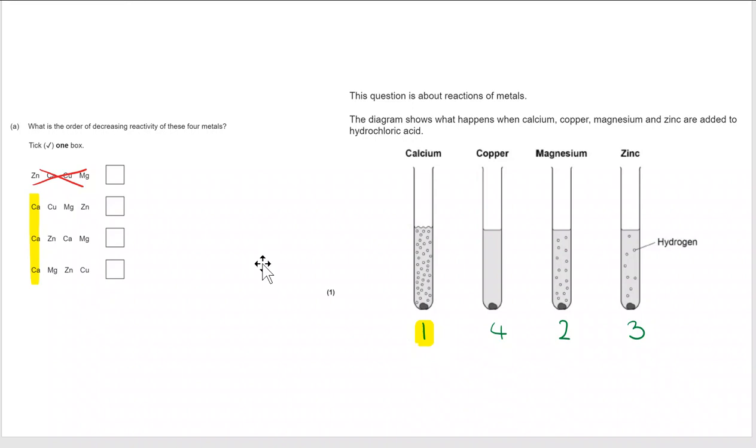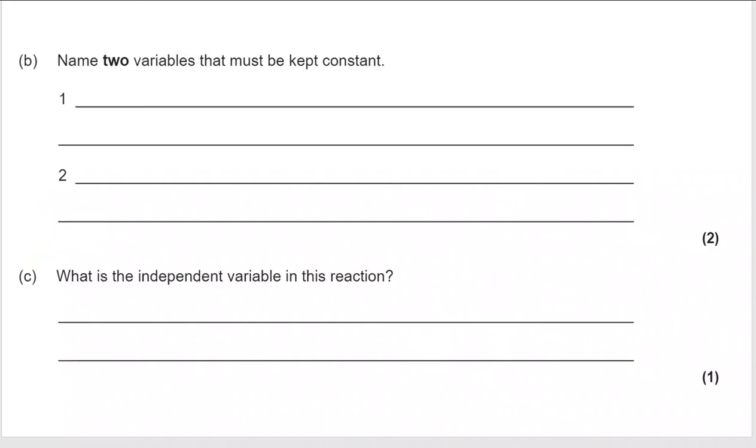So all of the other 3 start with calcium as most reactive. I want the one where magnesium is second most reactive, and we can see that the correct answer is therefore the bottom choice. Moving on to part B, 2 variables that must be kept constant here.